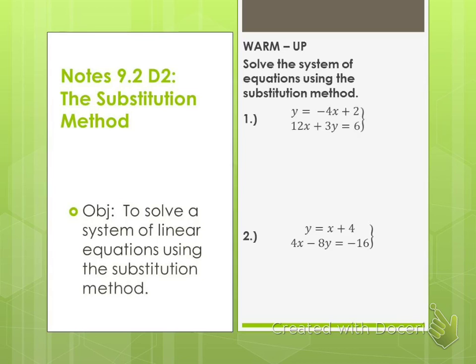So I'm going to rewrite the bottom equation, and I'm going to leave a blank for which variable? Kian? Y. If y is by itself, I leave a blank for y in the other equation. So 12x plus 3, leave a blank, is equal to 6. What's going inside that blank? Kian? Good. Negative 4x plus 2 goes inside of that space that I left for y.